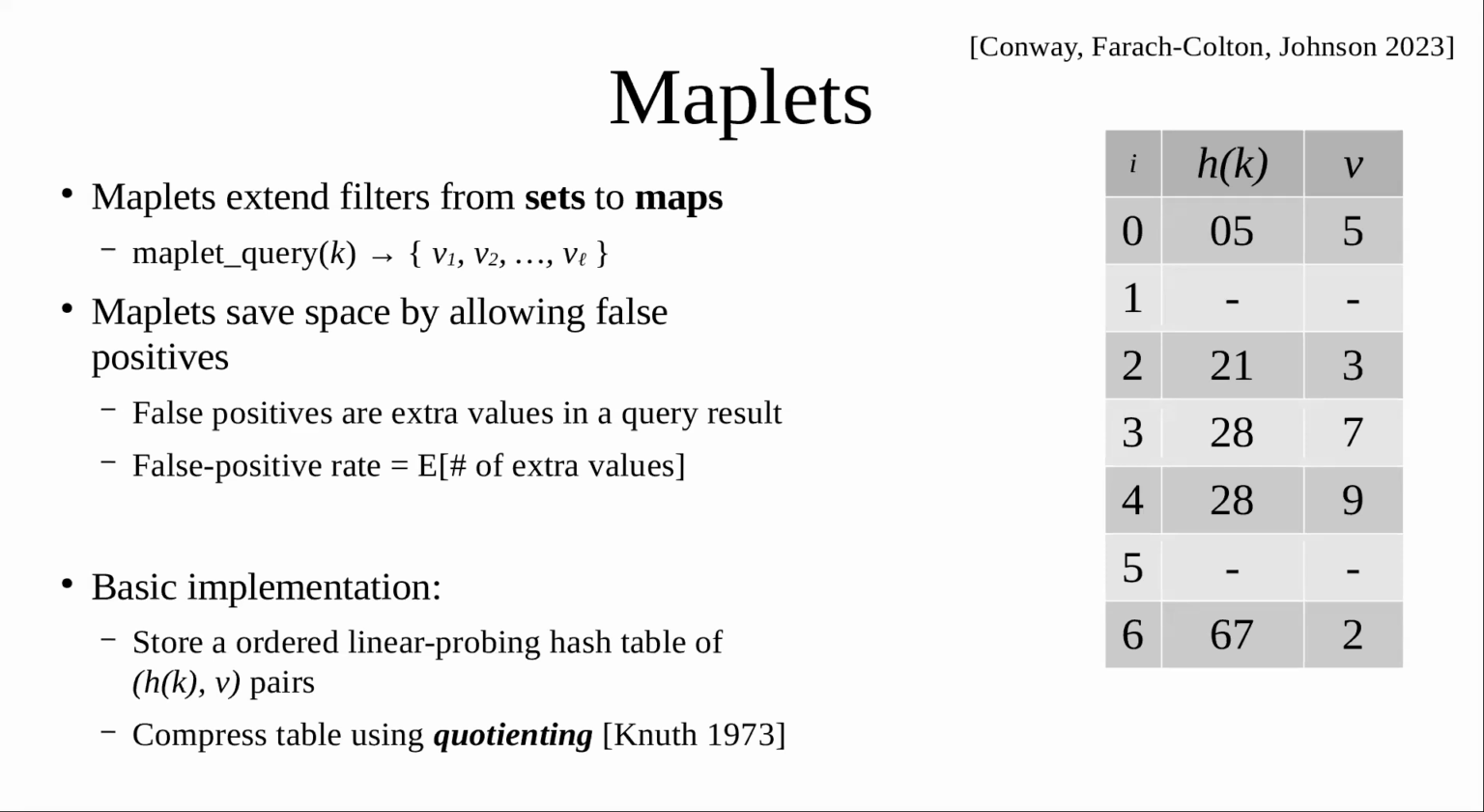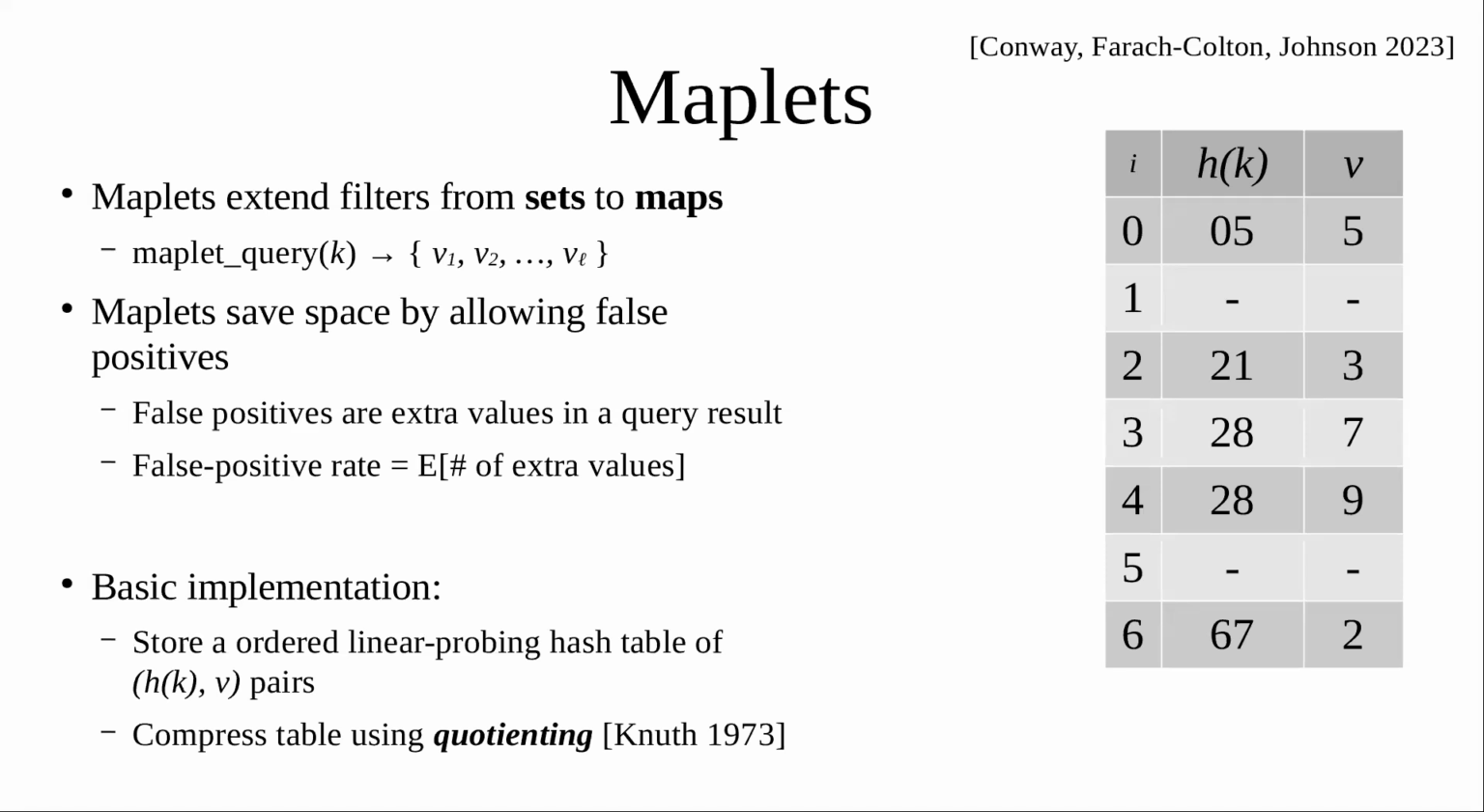And maplets may have false positives, which means that when you query for a key K, you're definitely going to get all the true values that are associated with K, but you may get some extra values thrown in for fun. And the false positive rate of a maplet is defined to be the average number of extra values that you get in your set.